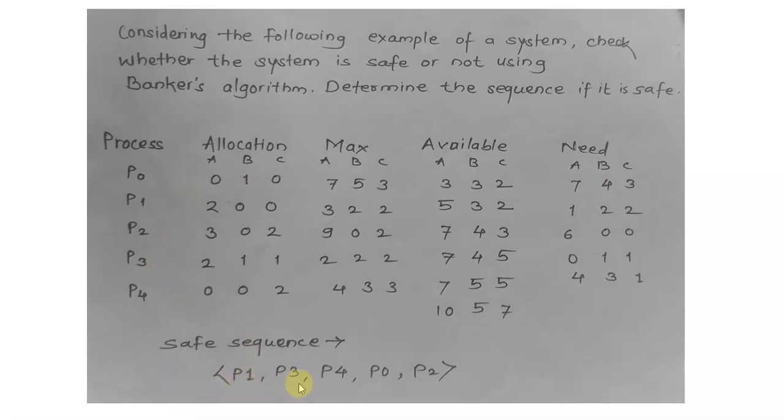And here this is the safe sequence. So first we have to allocate resources to the P1 process, then P3, then P4, after that P0, and lastly we are going to allocate resources to P2. So this is the example of Banker's algorithm.